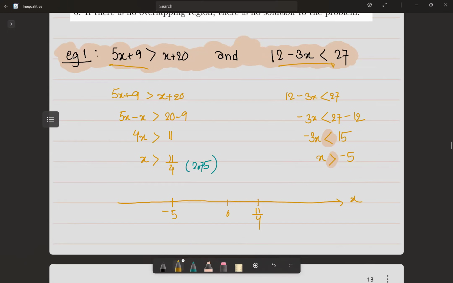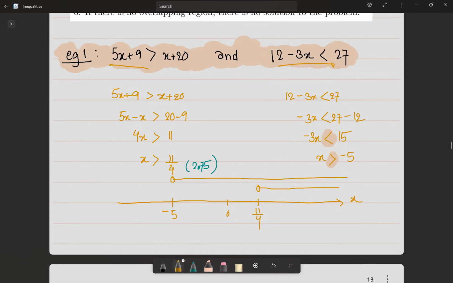Now, if we draw these inequalities, we have x is greater than 11 by 4. On the number line, the numbers on the right are greater than 11 by 4. So we draw a circle at the critical value, and then a straight line that represents x is greater than 11 by 4. And also x is greater than minus 5. So we draw a circle here at the critical value, and a straight line on the right. The right side represents the greater side.